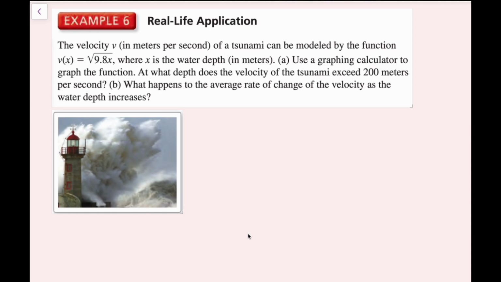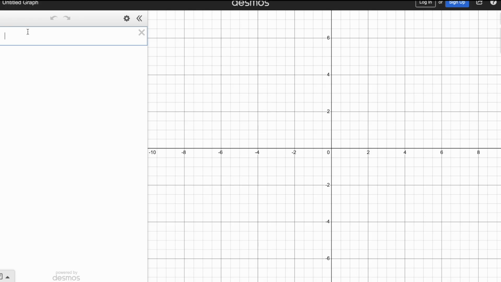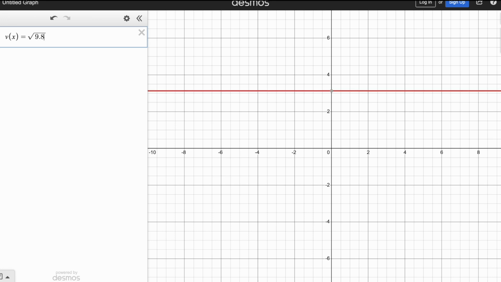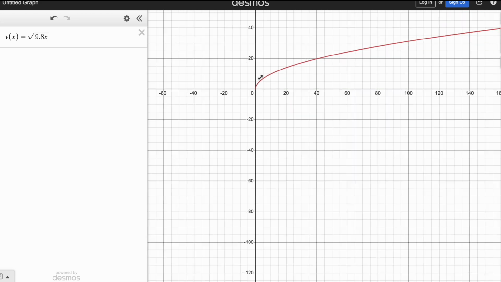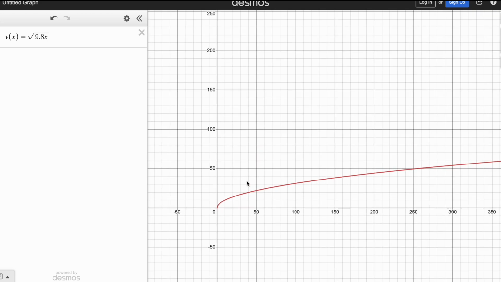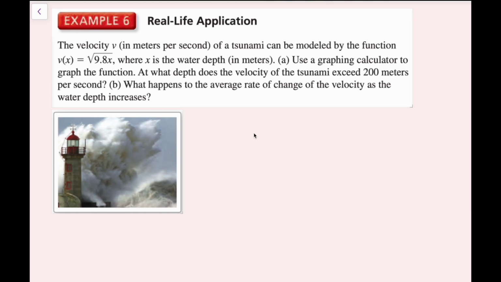Well, let's go to our Desmos graphing calculator, and I'm going to plug in my equation. V of x equals the square root of 9.8x. Okay, so here is my function, and I'm going to zoom out a bit because I'm dealing with hundreds of numbers. So if I go back over to the question, it's saying, at what depth does the velocity of the tsunami exceed 200 meters?